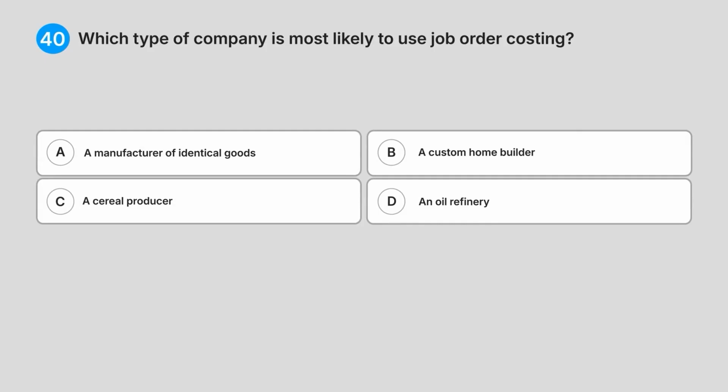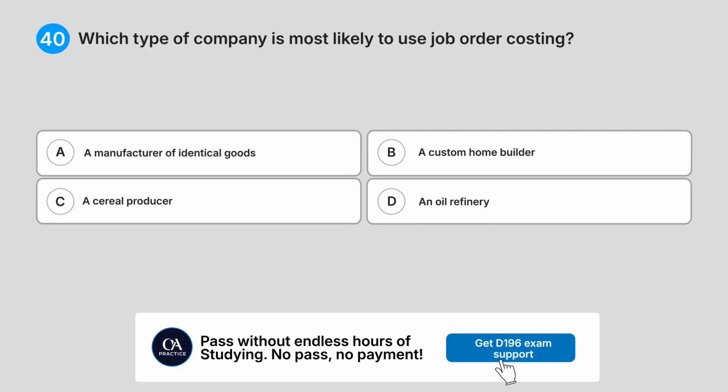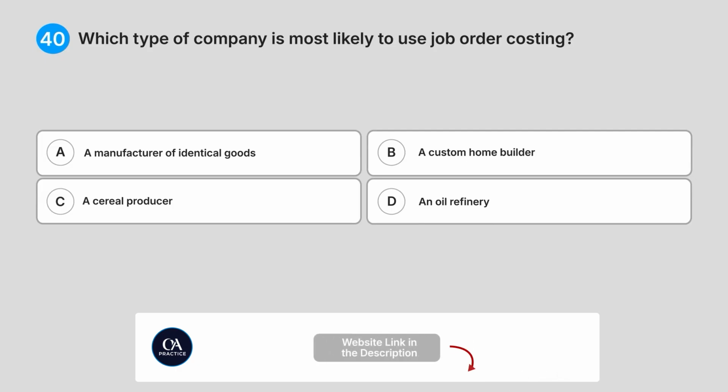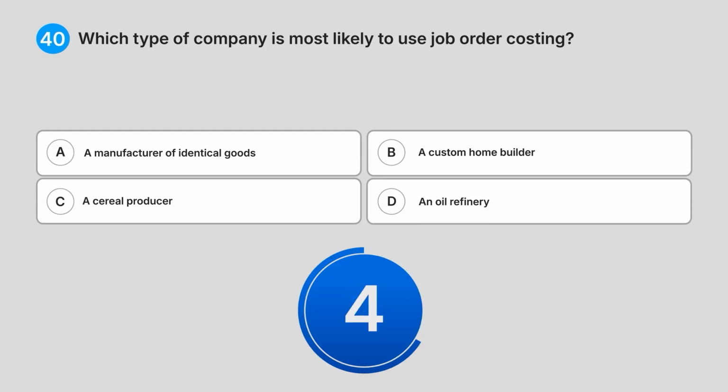40. Which type of company is most likely to use job order costing? A. A manufacturer of identical goods. B. A custom home builder. C. A cereal producer. D. An oil refinery. Do you know the answer?